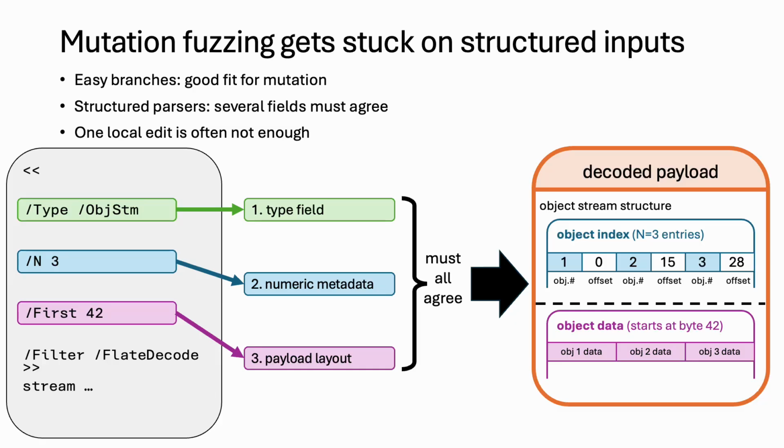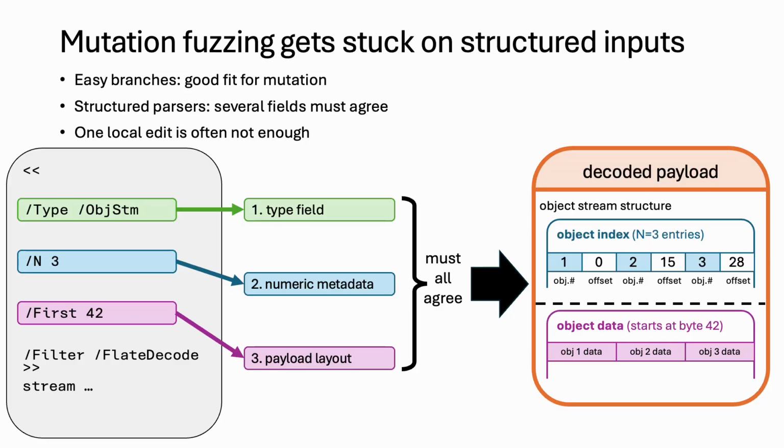I'll start by motivating the problem. So in general, coverage-guided mutation fuzzing works quite well when a small byte edit or a small mutation can satisfy a branch condition. But for structured file parsers like the one on screen right now, which is a PDF object stream, a lot of the time there are several related fields that all need to be valid at the same time. So on screen there's a type field, numeric metadata, and a payload layout.